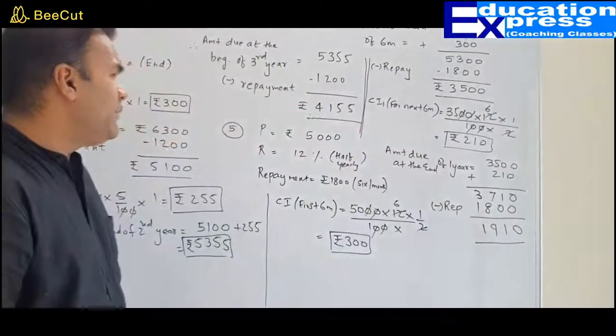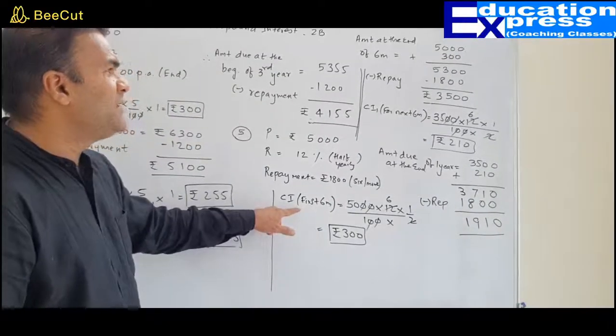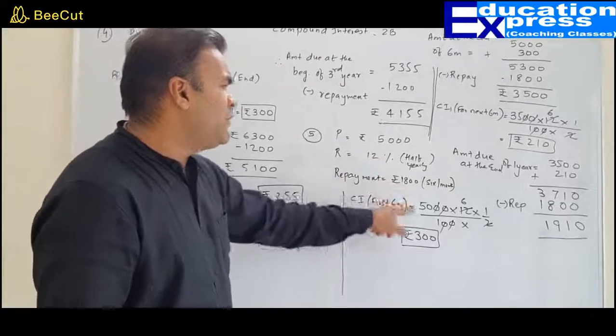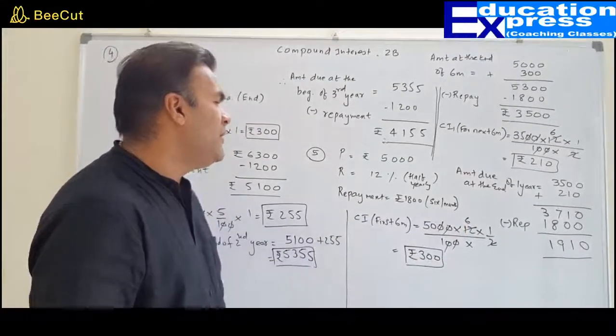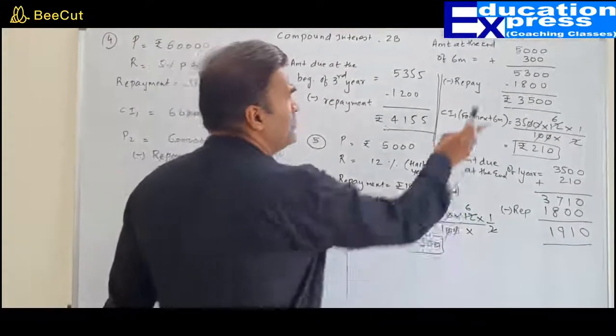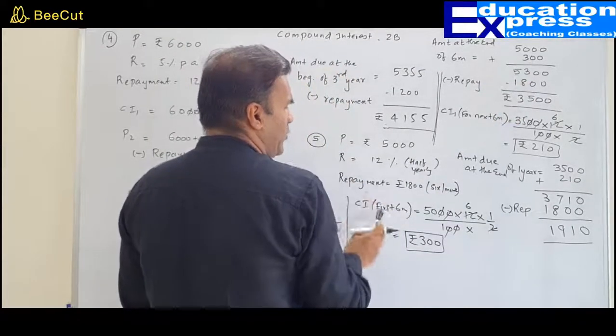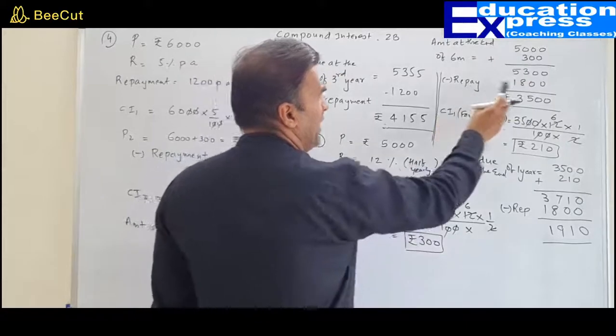My dear friends, I did it for the first 6 months. You know the story of how you need to do it. Start with 5,000, 12% for half a year, that is 300. Whatever is the interest, I am adding this to 5,000. So that comes up to 5,300. Then he has promised to pay 1,800. So he is paying 1,800.